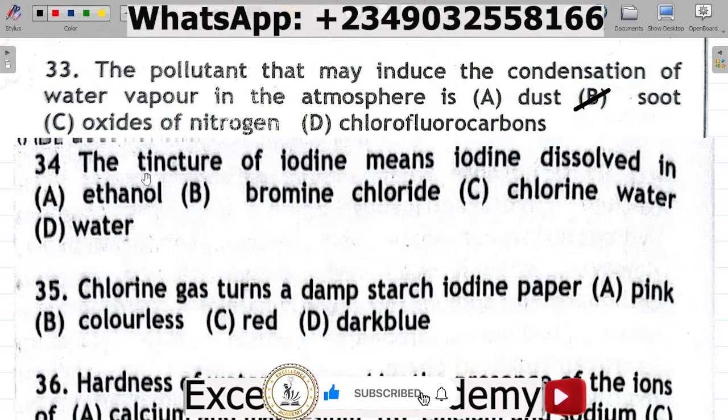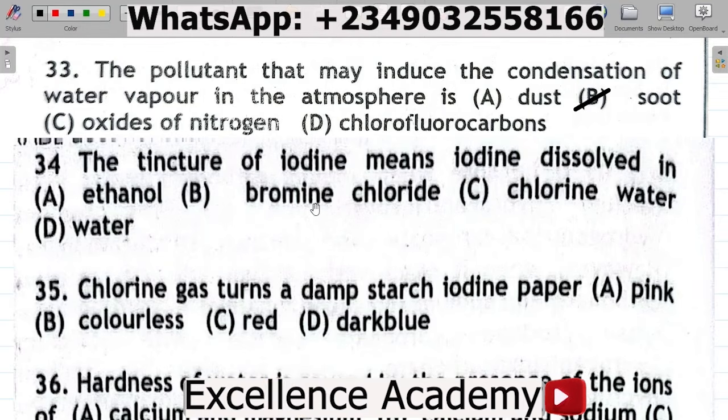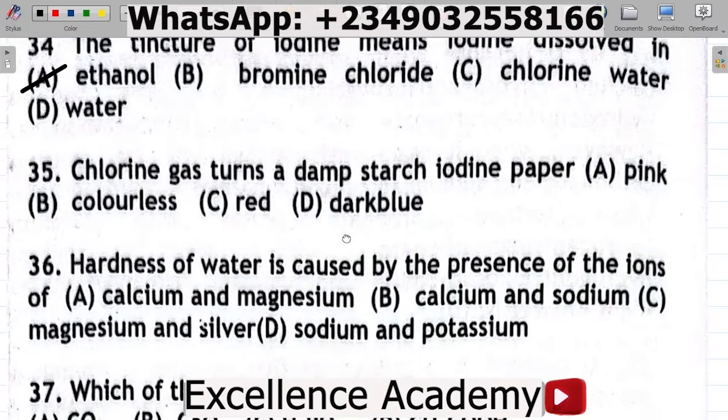Question 34. The tincture of iodine means iodine dissolves in A. Ethanol, B. Bromine chloride, C. Chlorine water, D. Water. Now note that the tincture of iodine is also called the weak iodine solution. All right. Tincture solutions are characterized by the presence of alcohol. So if you look at the options here, the alcohol here is actually ethanol. So that becomes the answer to this question.